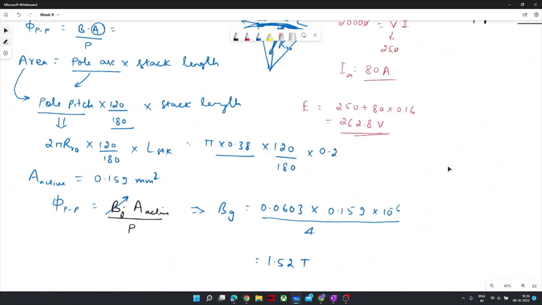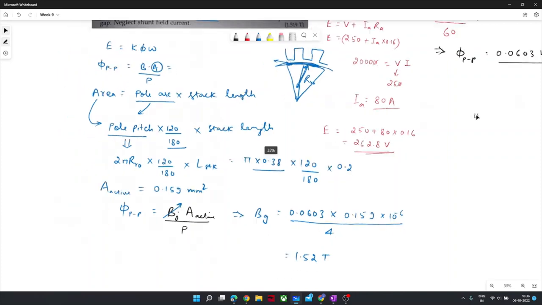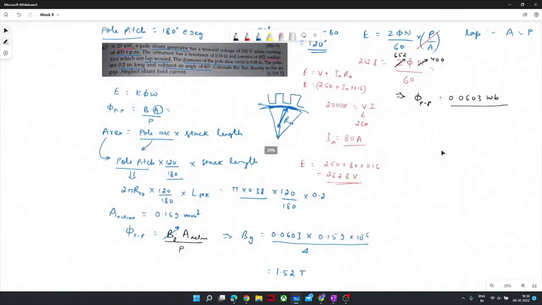So if any doubt in this problem, I will be happy to take. I know this was a very long problem. This type of problem you will never face in GATE. But anyway, to solve long problem, it will give you confidence to solve shorter problem.